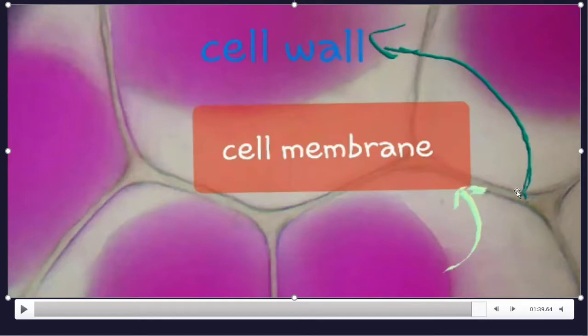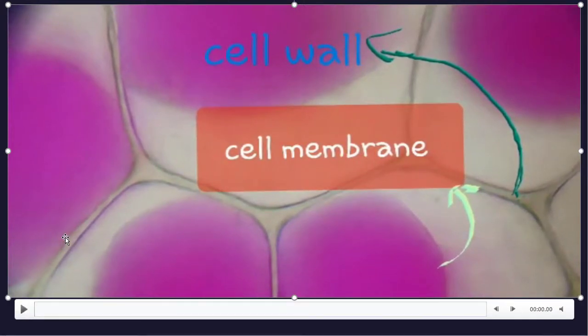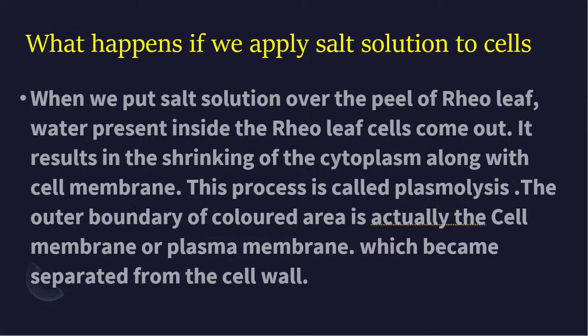And the prominent lines you are observing are the cell walls. This one cell wall, cell wall, cell wall. The pink color outer layer is the cell membrane. Is it clear, students? You can do this experiment at your school also. Definitely do. What happens if we apply salt solution to cells? I told you I will tell you later.